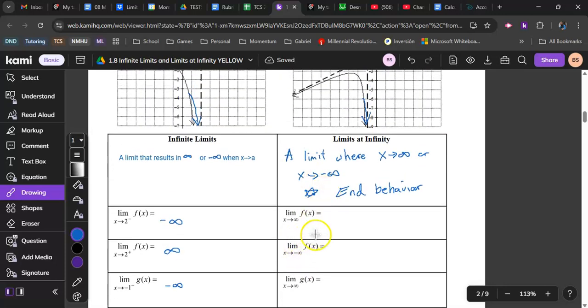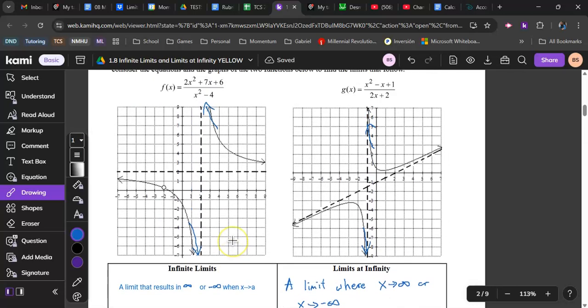Okay, so next we're going to talk about the left and right end behavior. Left end behavior is when we approach negative infinity. Right end behavior is when we approach infinity. So let's go up.